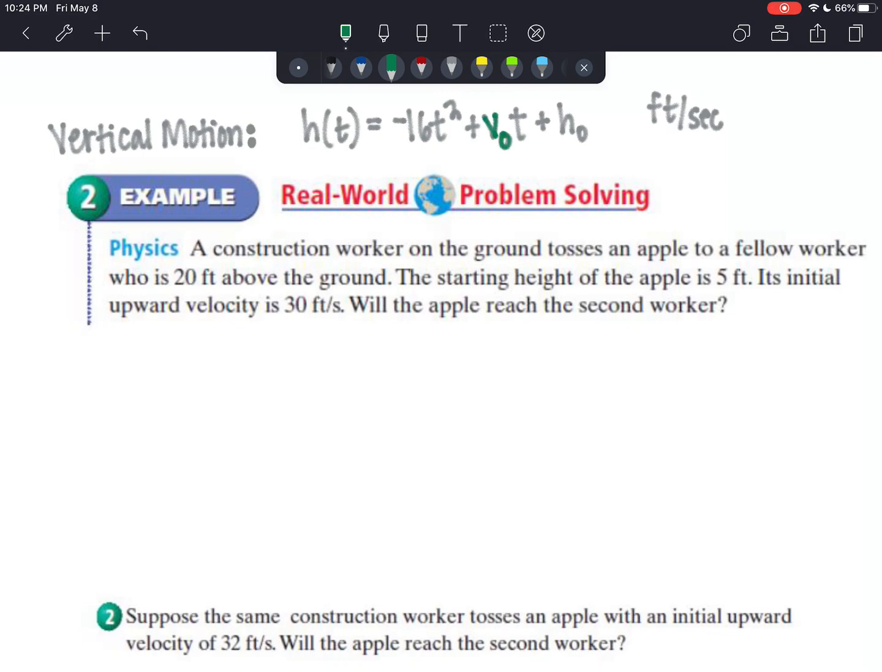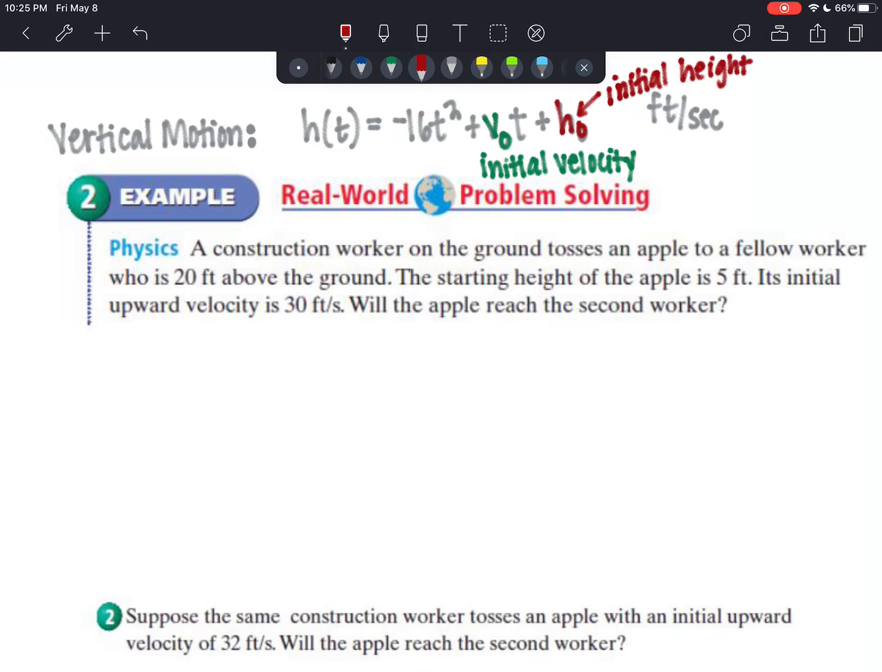So the initial velocity, or the initial upward velocity, is the velocity at which you throw the object. And the starting height is the height off the ground. So that's your initial height. So if I kick a ball, the initial height might be 0. But if I throw a ball, then the initial height might be 5 feet, 4 feet. It all depends on where the ball is when it leaves my hand.